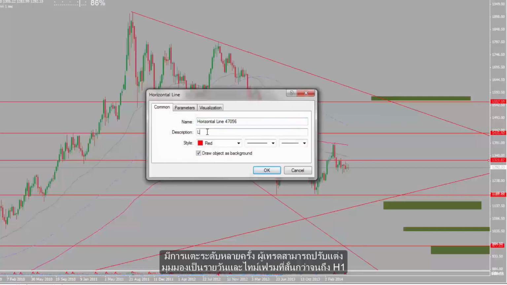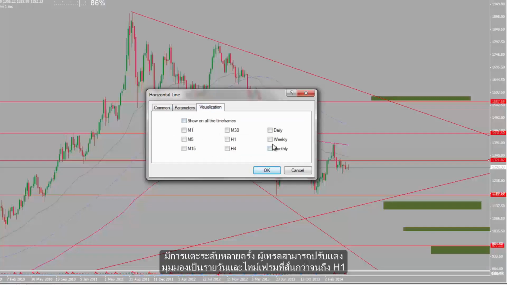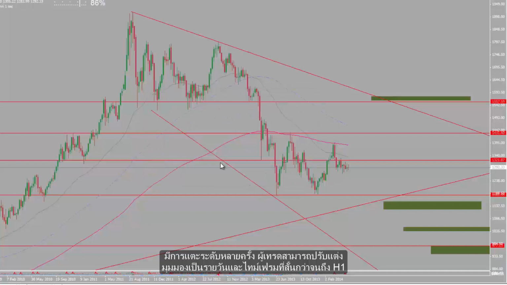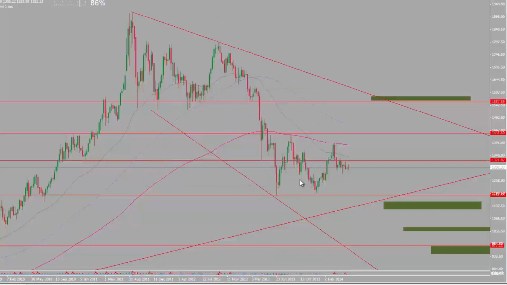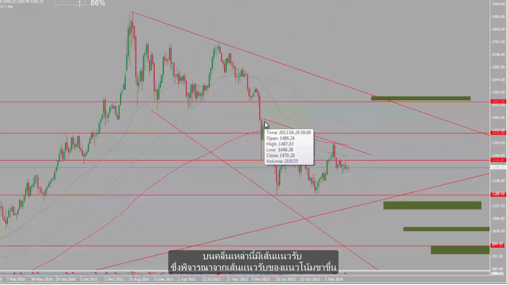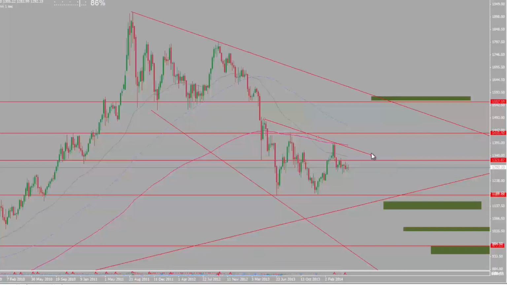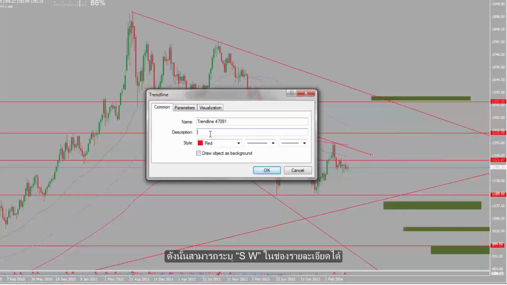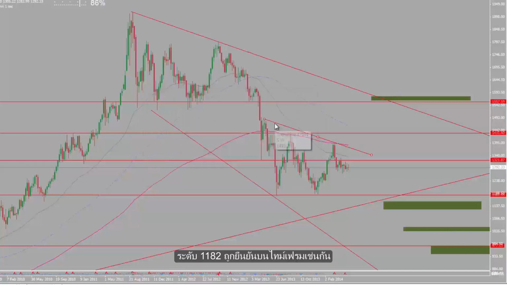There is a level with several hits, the visualization of which can be modified by a trader to daily and shorter time frames until H1. There is a support line on these waves, which is considered a supportive line regarding that main upward trend. Thus, in the description field, SW can be entered. The level 1182 is confirmed on this time frame too.